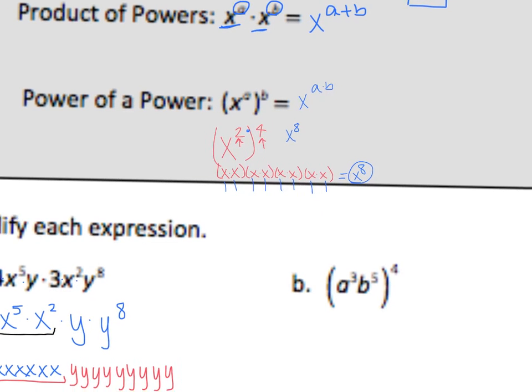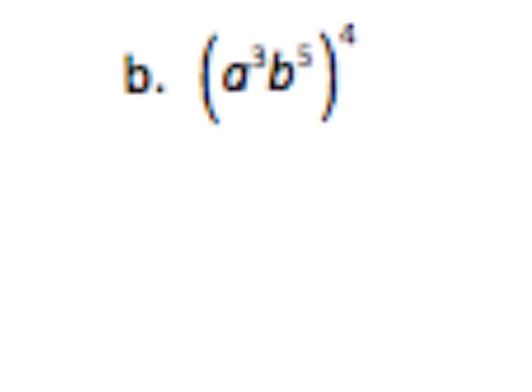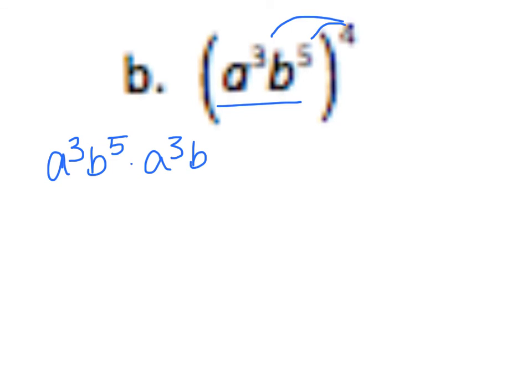Okay, so let's take a look at b. Now, you can use that shortcut and rule, 3 times 4 and 4 times 5. I personally don't like that because a lot of the times it will screw you up as we get harder examples. So I'm going to write this out 4 times. So I have a to the 3rd, b to the 5th, a to the 3rd, b to the 5th.